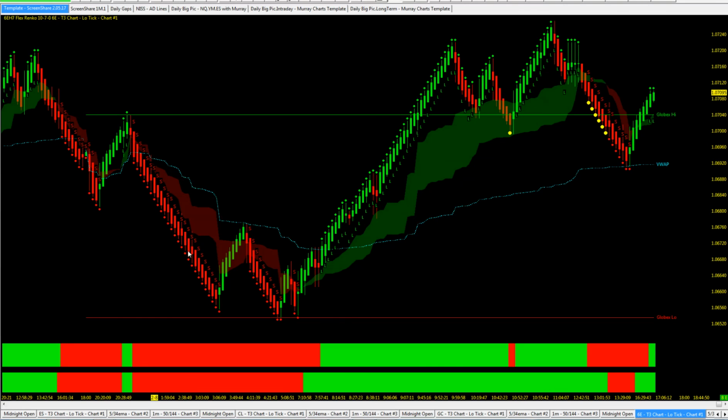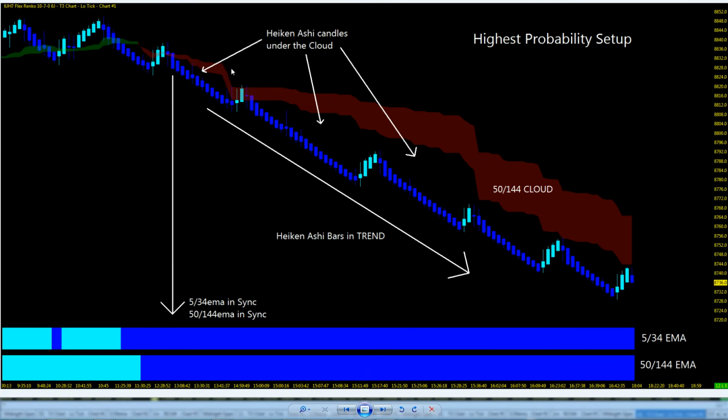There was the euro midnight open. A little bit of a pullback. 50.144 below the cloud. Stay on it. Price action to the downside. And you got yourself a nice trend. Well, where does this all come from? Well, it comes from the strategy of a high probability setup. Looking for the 51.44. Price action downside.